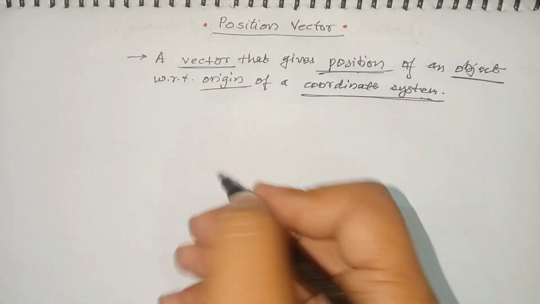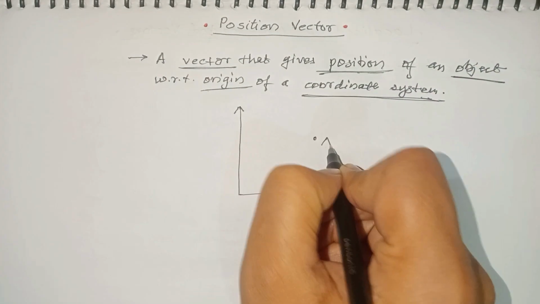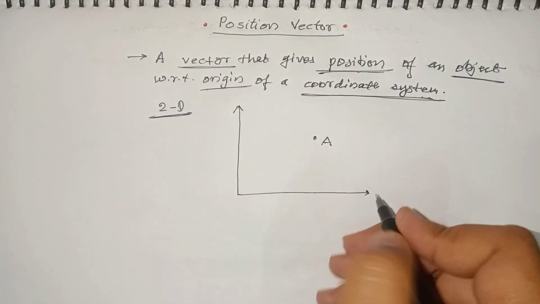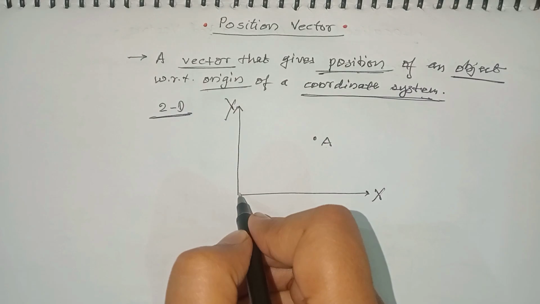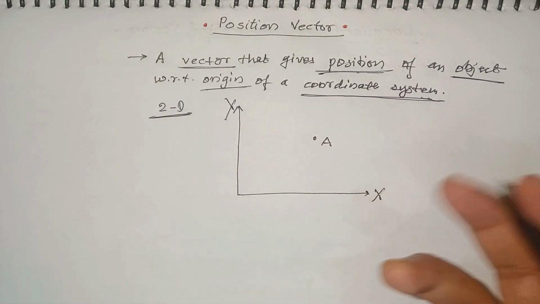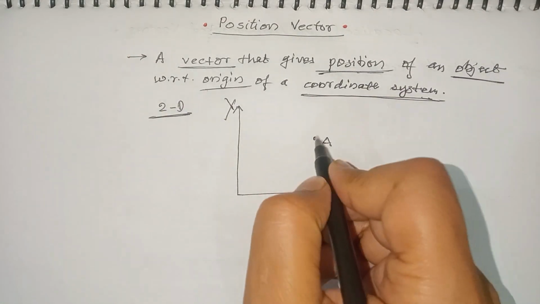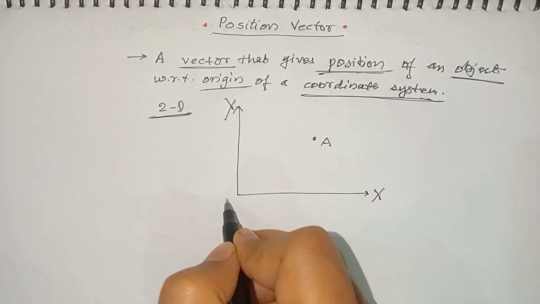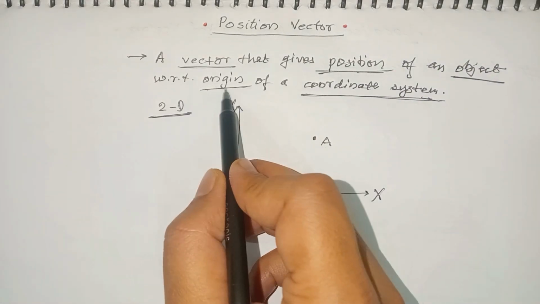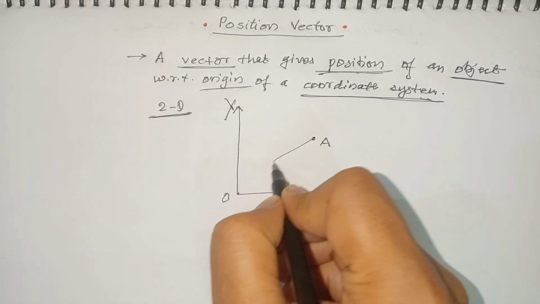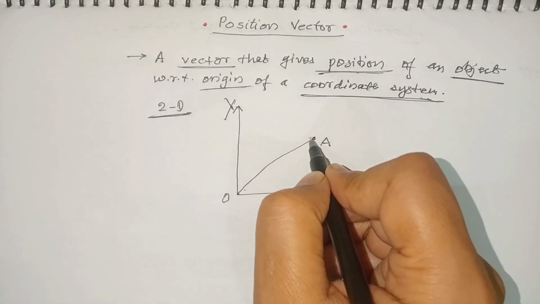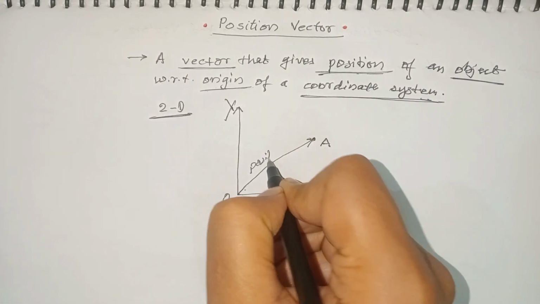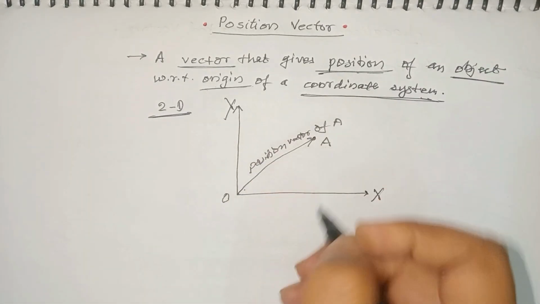Coordinate system. Okay, let's see one example. This is point A. This is a two-dimensional coordinate system, because it is having only x and y. If I draw the z axis also, it will be three-dimensional. Then the position vector of point A has to be determined. Simply, with respect to origin, we join the origin and this point, and this OA vector is the position vector. This is the position vector of A. A is an object which is placed here.